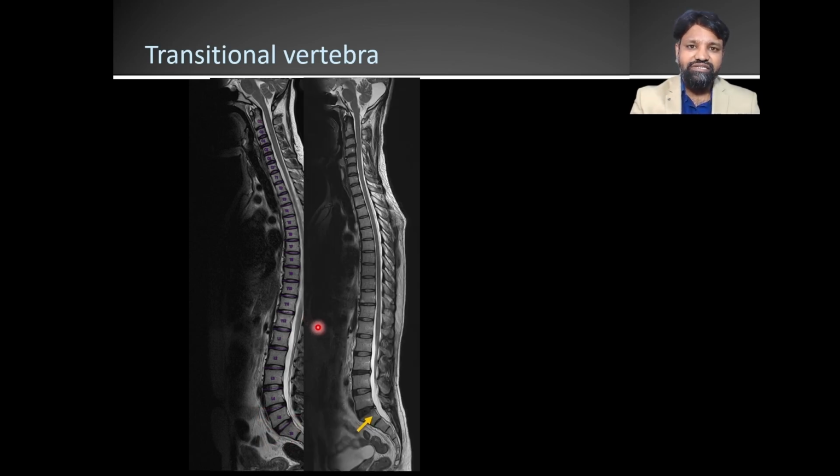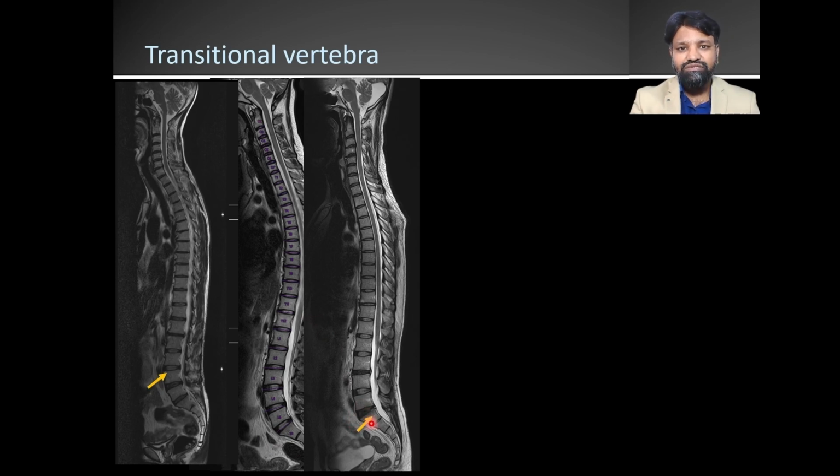But there may be cases where the shape of the vertebra is also completely altered. Here, this is the L5 vertebral body which is almost looking like S1, even morphology wise. And this is called sacralization of L5. Whereas in another case, the L5 has moved upwards so that the S1 vertebral body is mimicking the morphology of L5, and this is called lumbarization of S1.